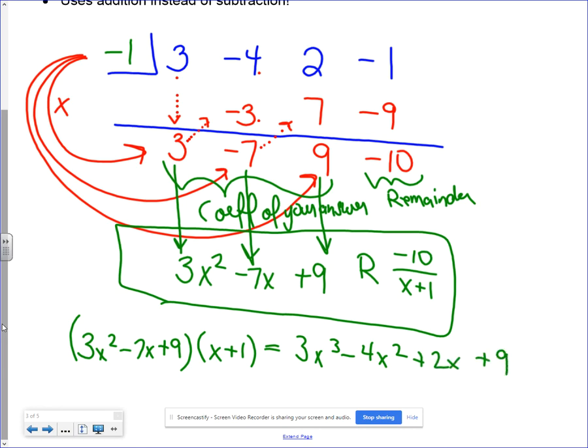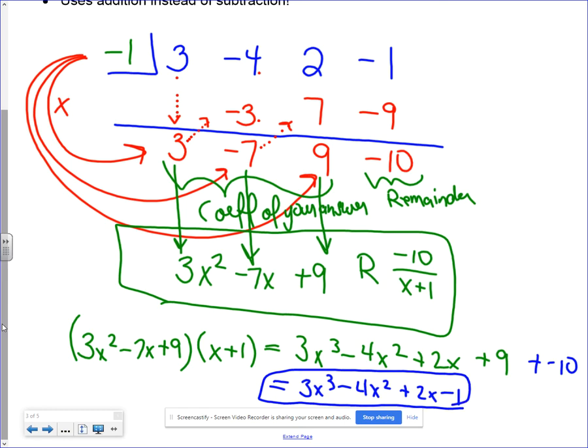plus 9. That's not what we started with, because remember there was a remainder. So if you add your remainder to it, which was negative 10, then you get 3x cubed minus 4x squared plus 2x minus 1. And that's what I started with. But we were asked to divide, so this is my answer. This is just a method for checking it. You could multiply this out by hand, and you end up with this, then add your remainder to it, and then you get back what you started with. Alright, so let's look at another one.